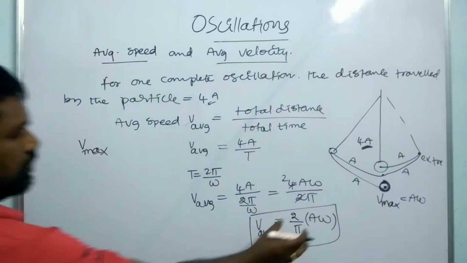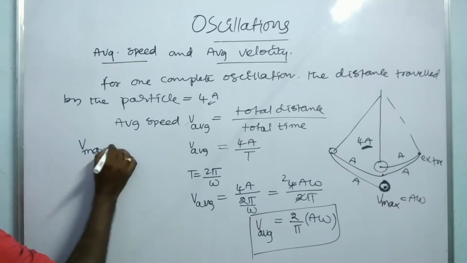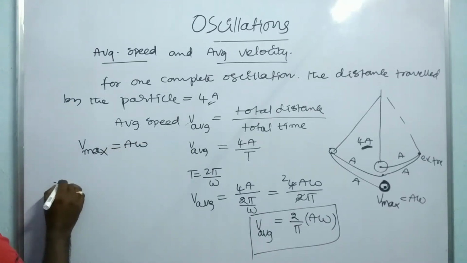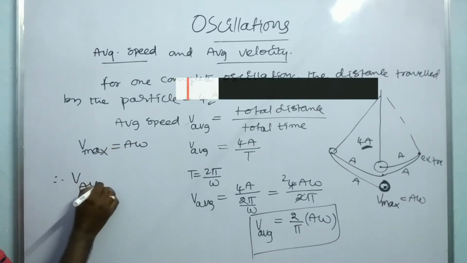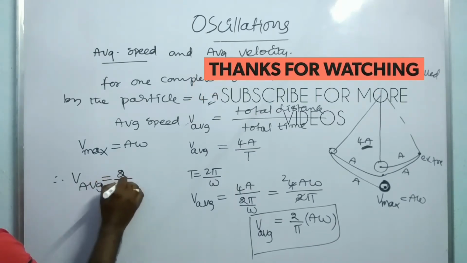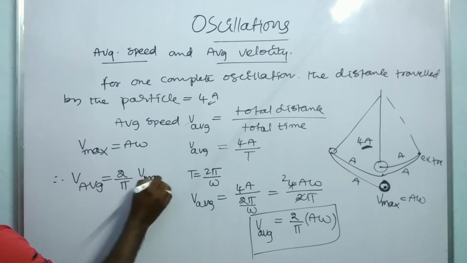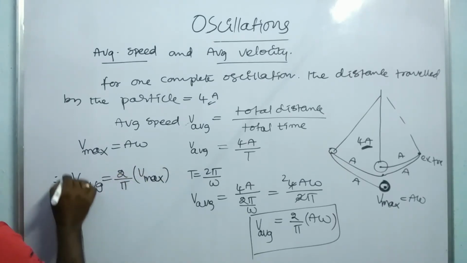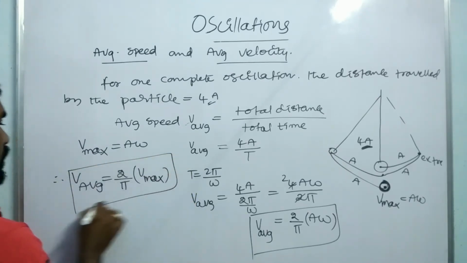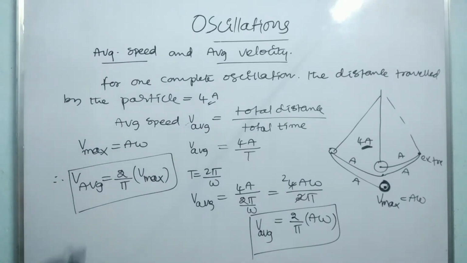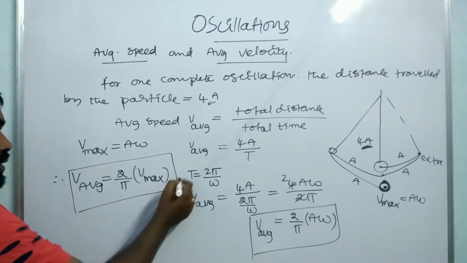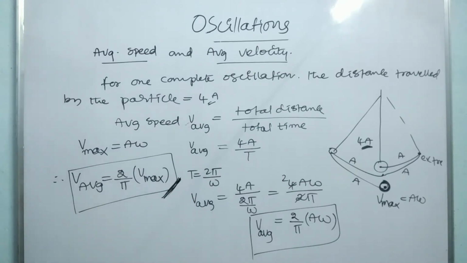Okay. So then you can write that V average is equal to 2 by pi times V maximum. So this is the average speed of the particle to complete one oscillation. Okay, clear? So this is a note point, you have to note it.